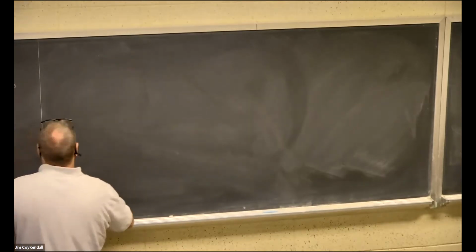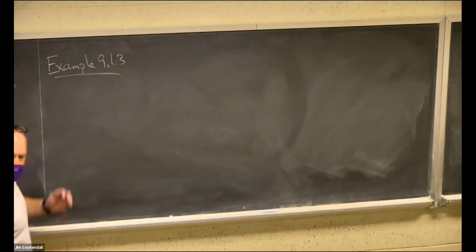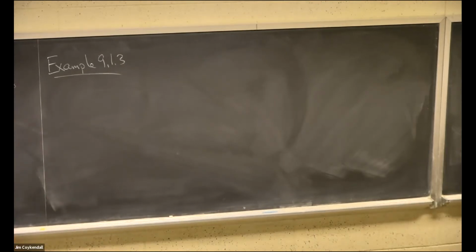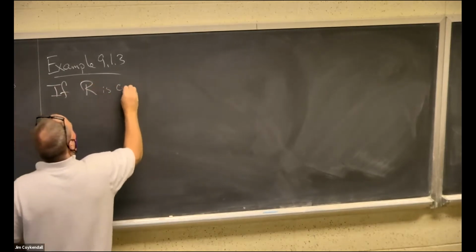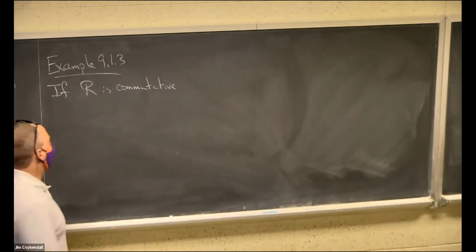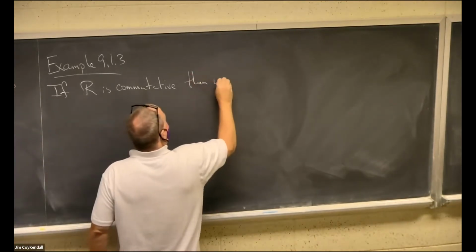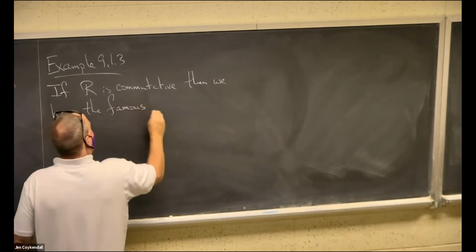So we looked at some examples last time. You all have probably seen this in a specific context. In fact, you probably saw this in high school at some point or another. If R is commutative, so that is the order of multiplication doesn't matter, then we have the famous binomial theorem.